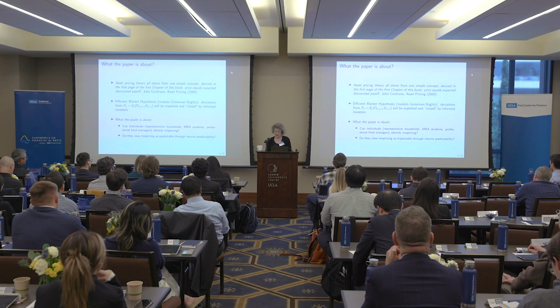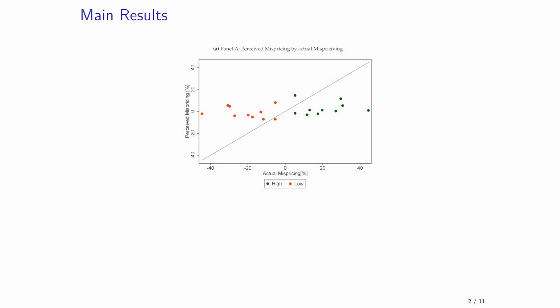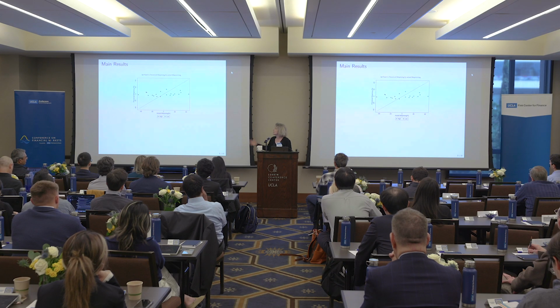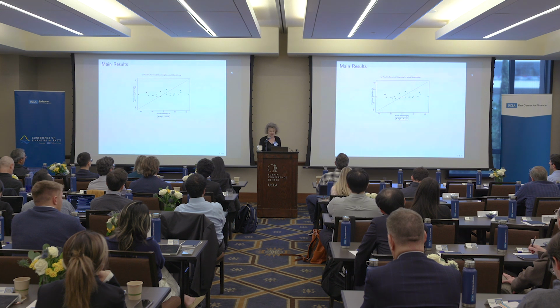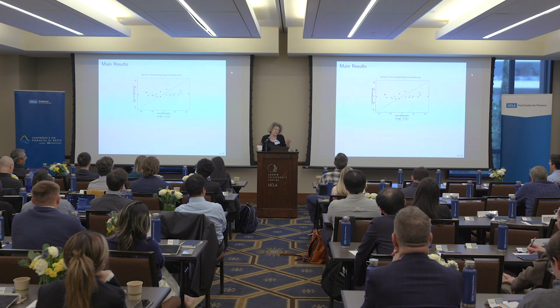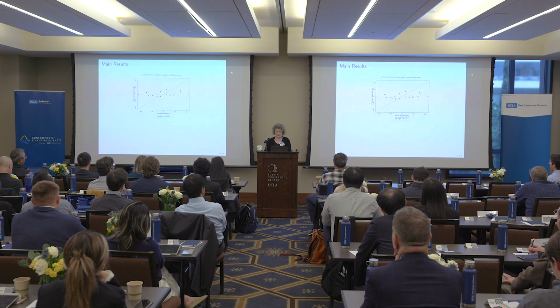So I do think it's a really important question. Let's go over it very quickly, but again, Sam did a great job. This is the main picture. They don't really identify mispricing, and the mispricing can be really big, like from plus 50% to minus 50%. As you can see, there's no capacity to identify it.